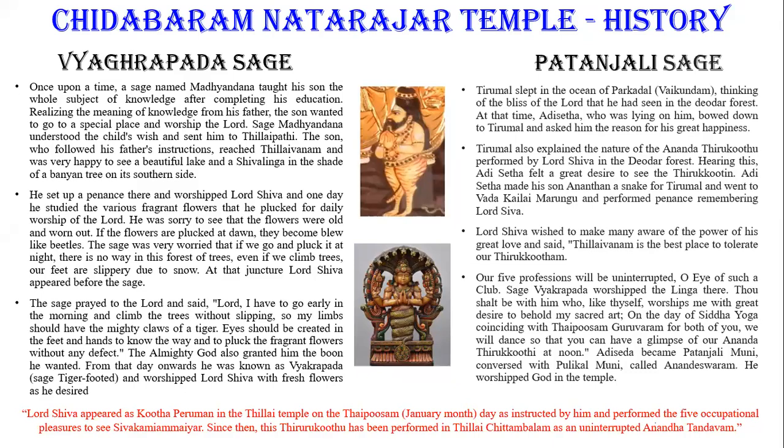Okay, so first we will know about their history, how it originated, and then only we can correlate. Once upon a time, there was a sage named Madhyananda. He was a well educated, knowledgeable person. He taught his son the whole subject of knowledge, and after completing his education, the son realized the meaning of knowledge from his father.